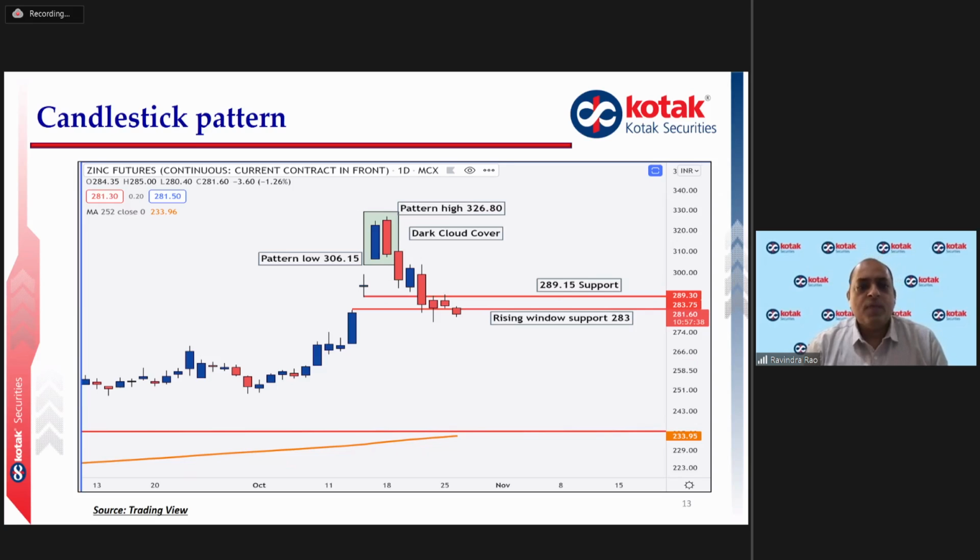for your trade. This is zinc future, so even 283 from 306 is almost 20 to 22 rupees, which is pretty decent, because one lot is of 5,000. So 22 points, 20 to 23 points is a decent profit in zinc. So this is how candlestick pattern helps.